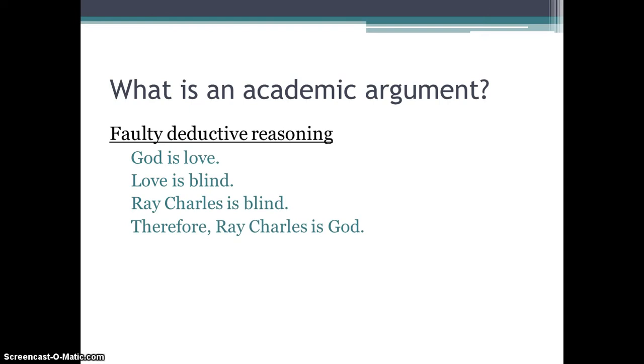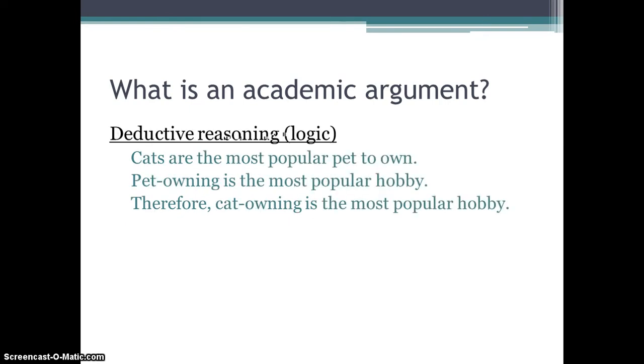Okay, so as we're considering it, none of those previous statements would really be an argument, in terms of whether or not anybody would actually argue any of those things. But if I alter my statements just a little bit, I can make this deductive reasoning an argument. Here we've got: cats are the most popular pet to own, pet owning is the most popular hobby, therefore cat owning is the most popular hobby.